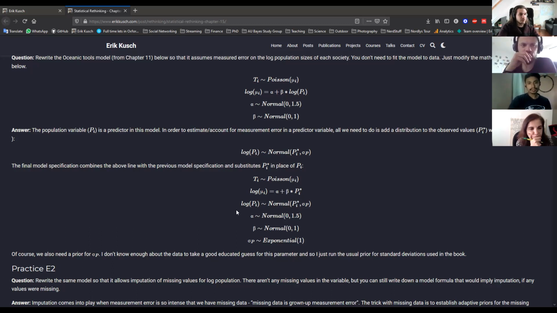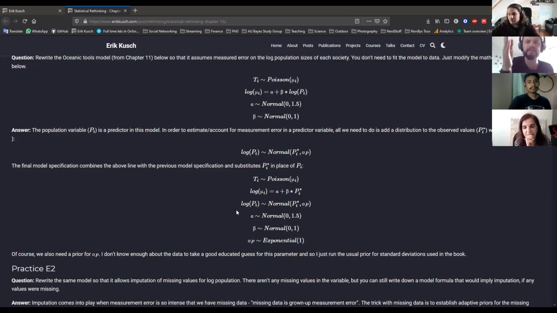And suddenly we're accounting for potential measurement error in our population sizes. Does that make sense? I'm a little bit confused. Okay, so this is a thought thing, right? You don't have data, but we're assuming that there is measurement error, and we assume that that's the sigma p, right?